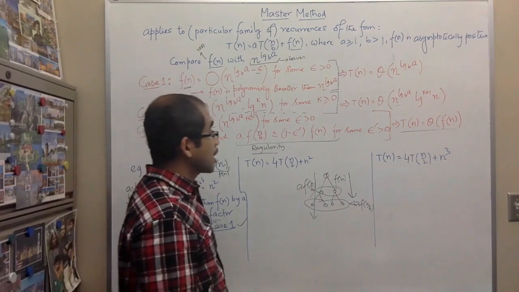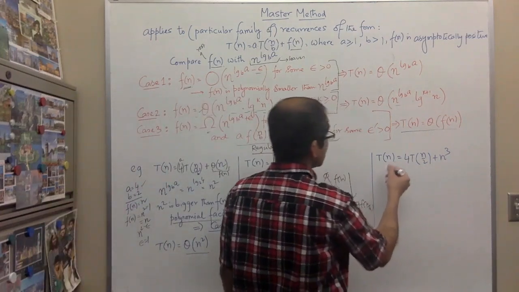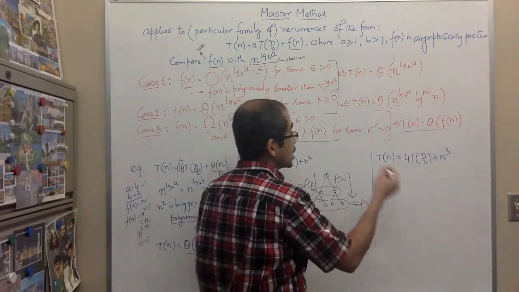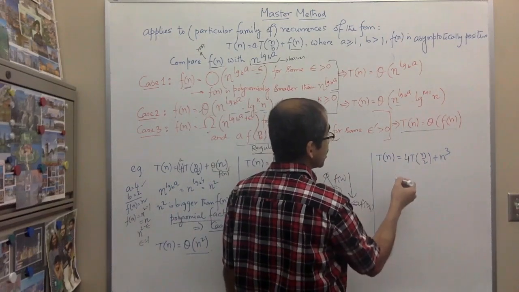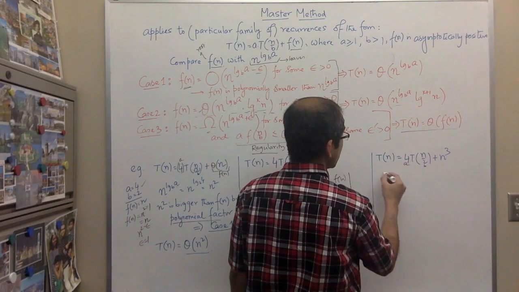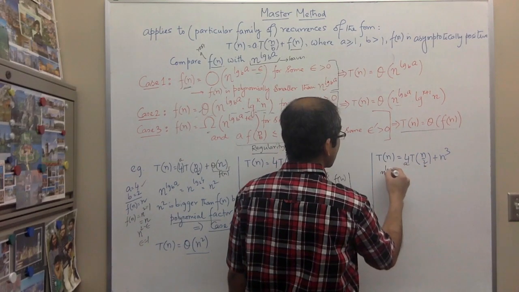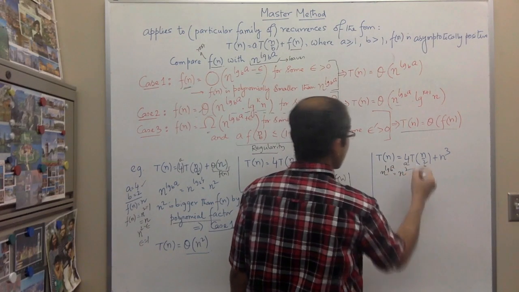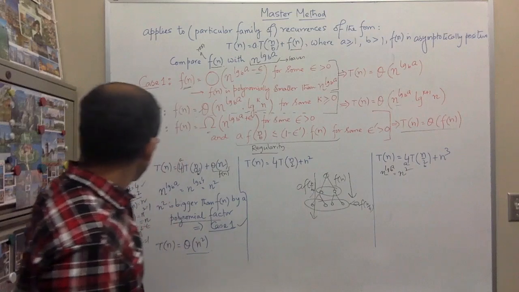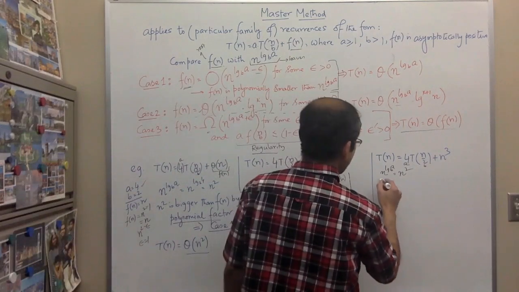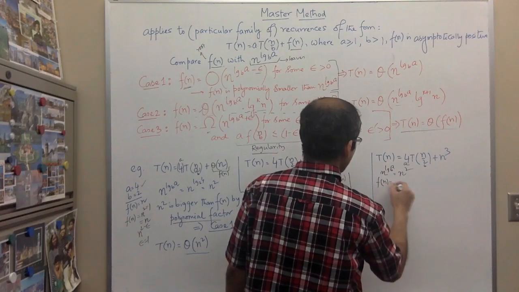Now let's consider another example. Here I didn't solve it beforehand so that I can solve it on camera. So T(n) equals 4T(n/2) plus n cubed. Here a equals 4, b equals 2. So n to the power log a to the base b equals n squared, same as before. Now f(n) equals what? f(n) equals n cubed.